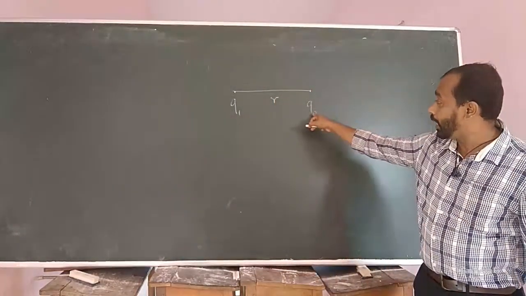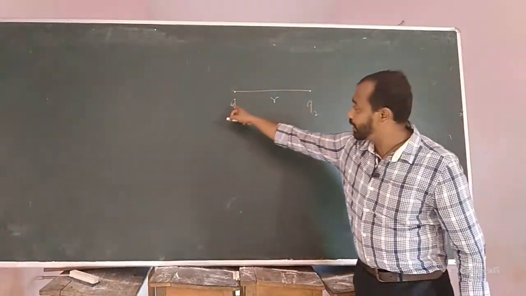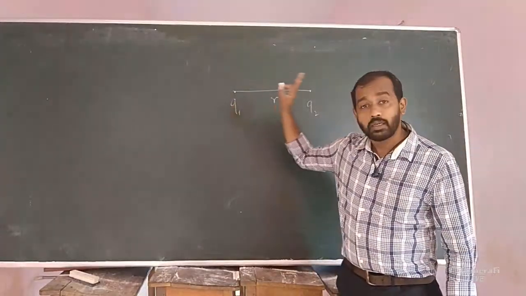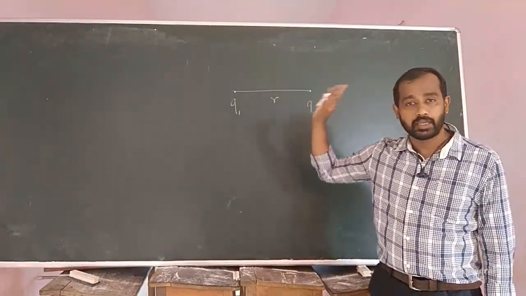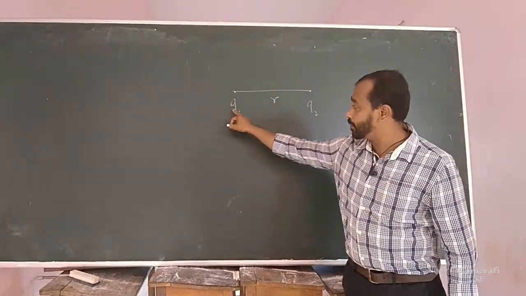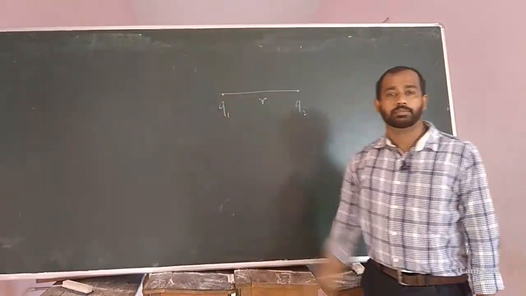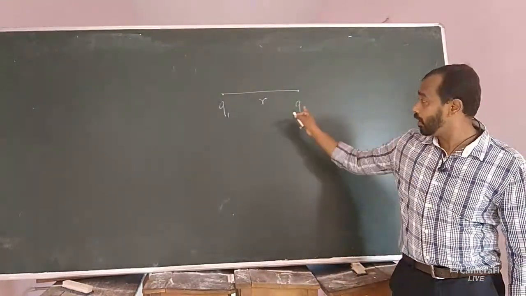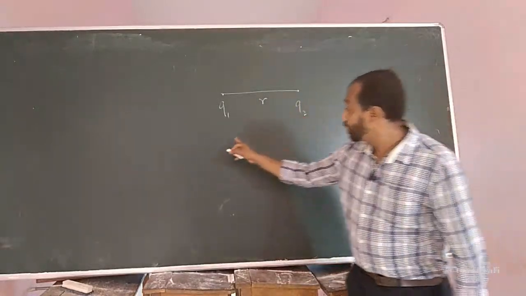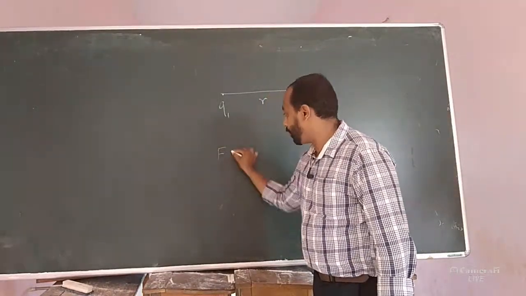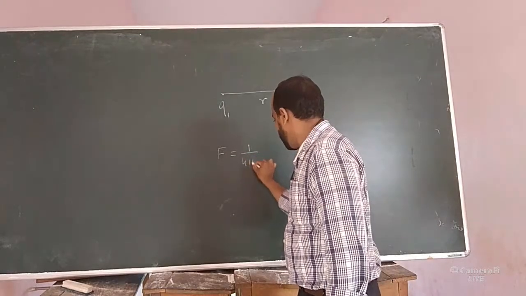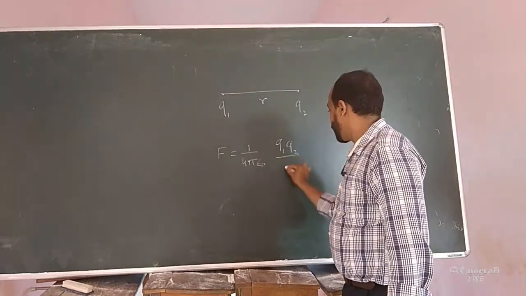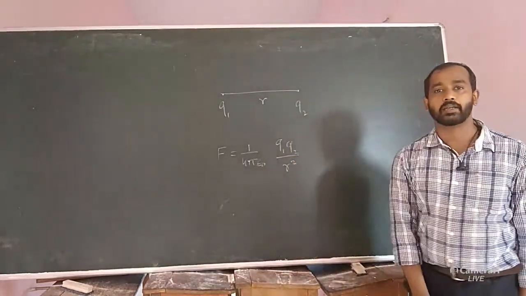Then the charge Q2 will exert a force on the charge Q1. So let us imagine that we are interested in finding out the force experienced by the charge Q1 only, which is exerted by Q2. According to Coulomb's law, the magnitude of the force is given by F is equal to 1 by 4 pi epsilon naught into Q1 Q2 divided by R square. So this is the magnitude.